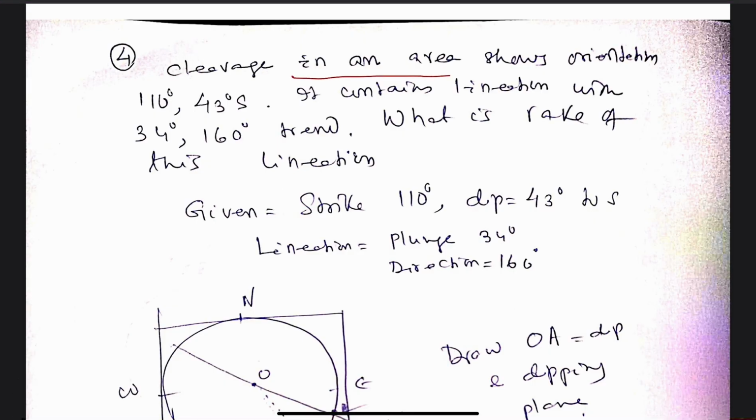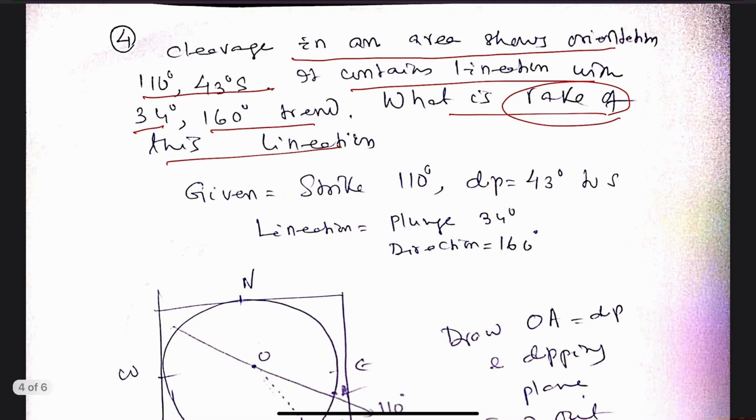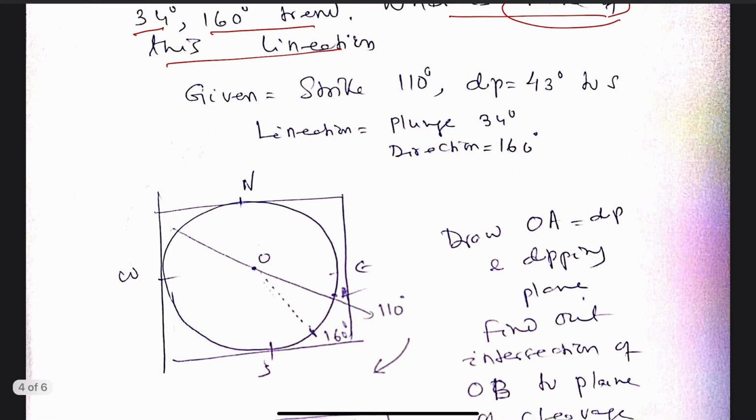Cleavage in an area shows orientation 110 degree, 43 degree south. It contains lineation with 34 degree plunge along 160 degree direction. What is the rake of this lineation? It is just same problem. Here it has been asked to find out the rake. In same way, we can proceed.